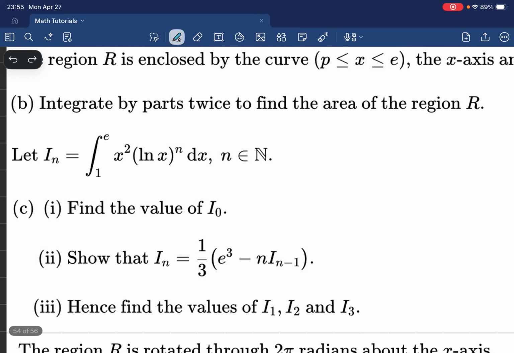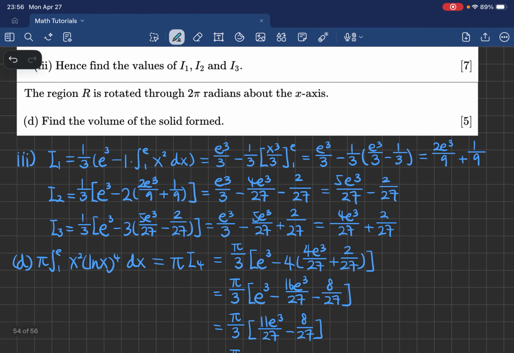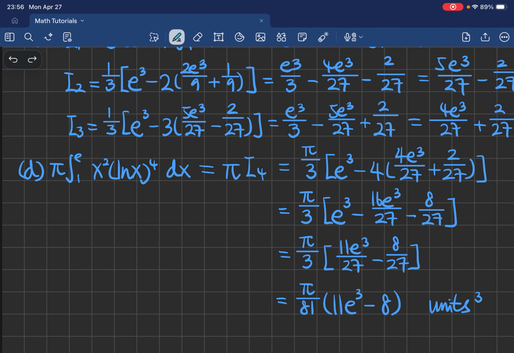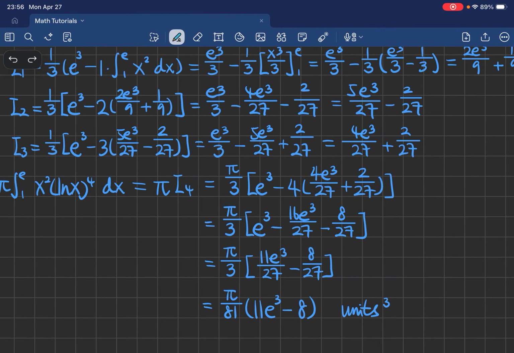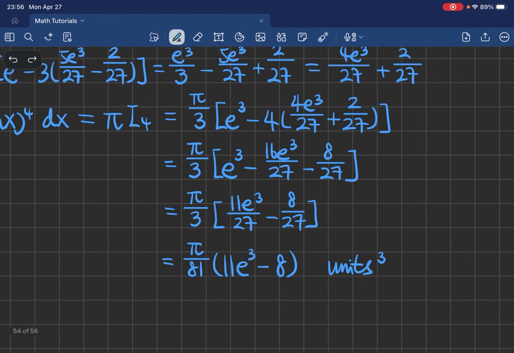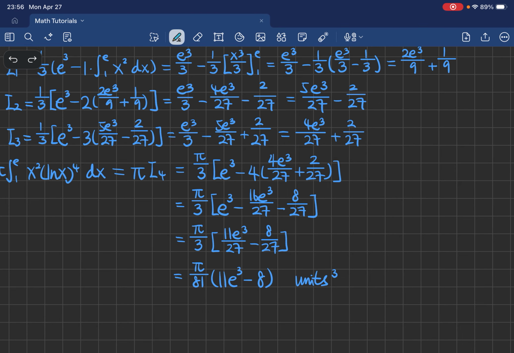We have the same thing, integral from 1 to e of x squared ln x to the 4, right? So that means this is actually I4. So we just need to find I4. How do we do that? We use I3. So we have just pi times I4 here, right? And we just use I3 to calculate it, and remember to multiply it with pi in the end, and you just follow the same process as C3, and then in the end you will just get this final answer.